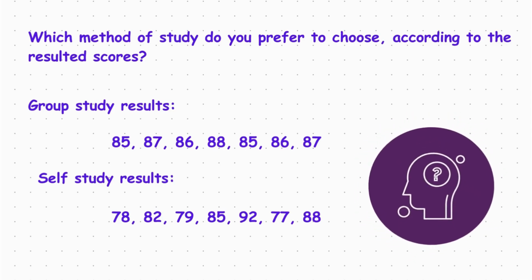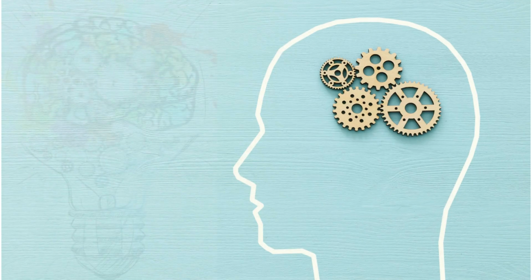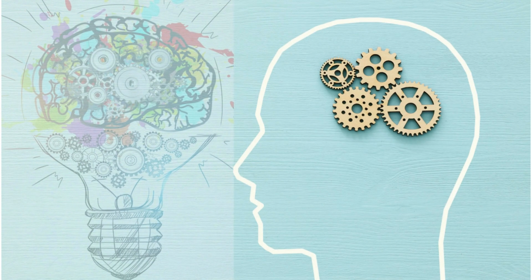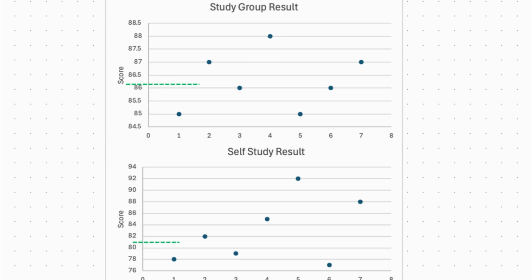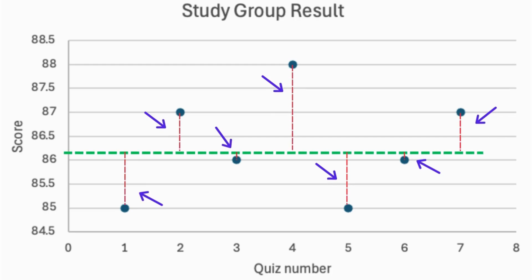Just pause the video, think for a second, and then continue. Now your brain has started analyzing these numbers to get a reasonable conclusion. For each dataset, you will start considering an average or mean value. And then you're going to analyze how far each of the data points are from this mean value.